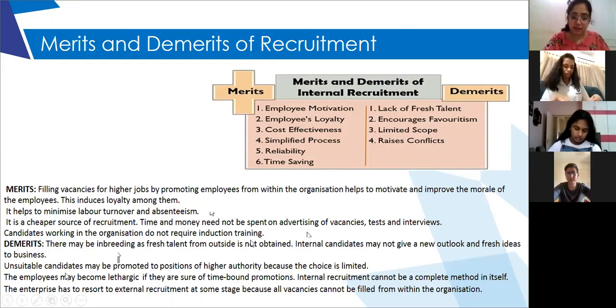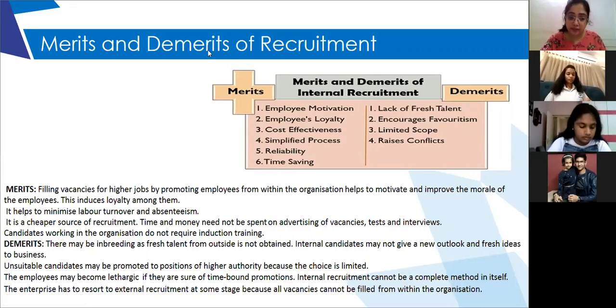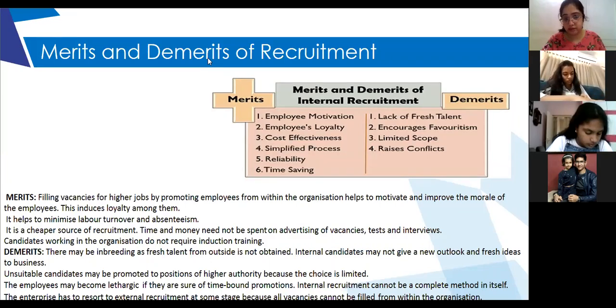Now let's go to the demerits. There may be inbreeding as fresh talent from outside is not obtained. As I said, today technology is improving far more, and so are the candidates. People are learning a lot today. If you look, the newer generation knows much more than what the older generation would have known. So internal candidates may not be giving a new outlook and fresh ideas to the business, right?